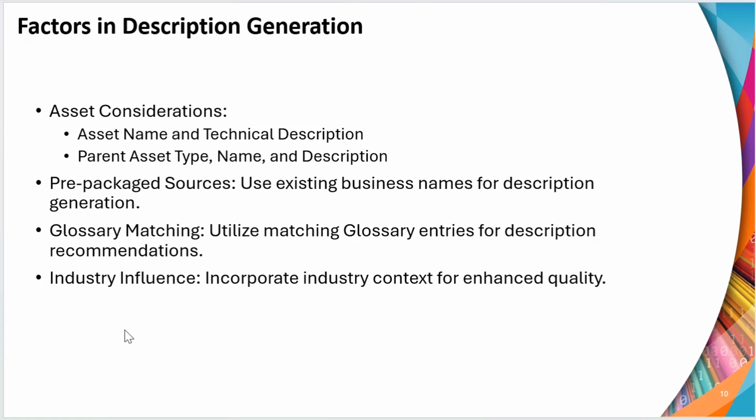Asset considerations: for the technical assets, its asset name and technical description will also be taken into account if present, and if it has any parent asset type, its name and description will also be considered while generating an AI description. We also use the existing business name for description generation, and it will match glossary entries for the description as recommendations. And as already discussed, the industry context would also be available here for the technical descriptions, to enhance the quality based on the requirements.